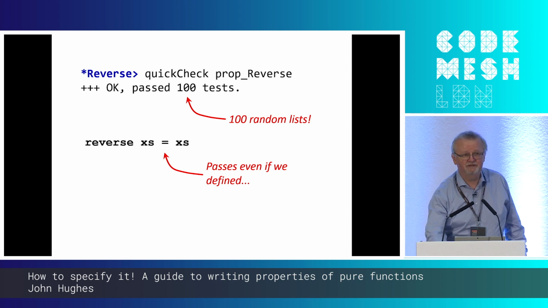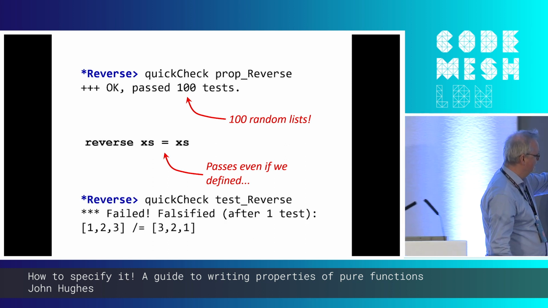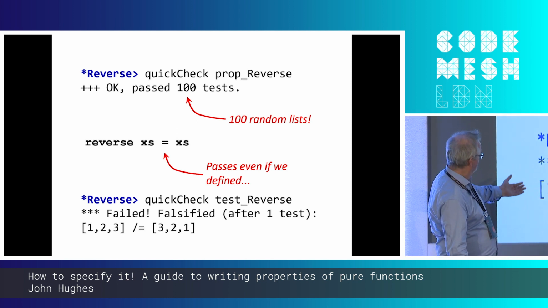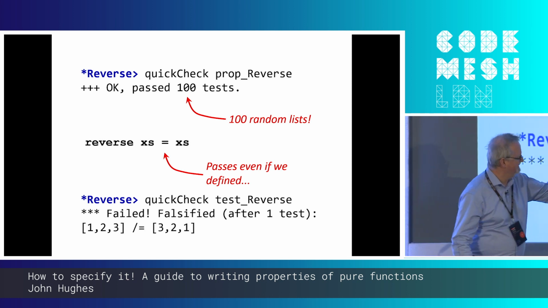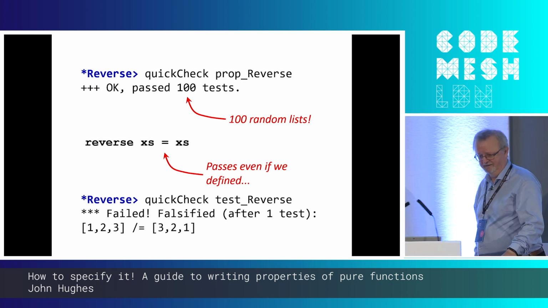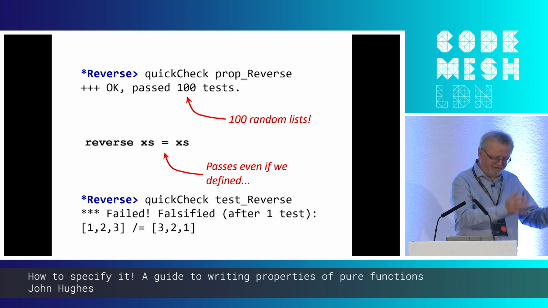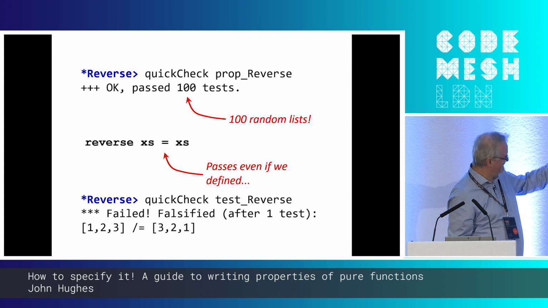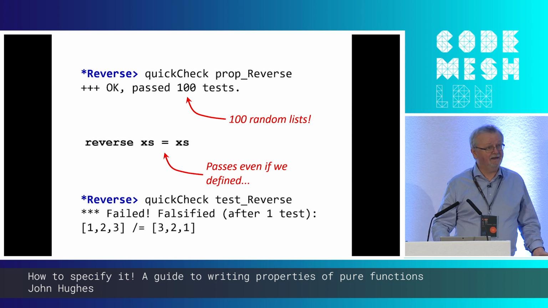But if I run the original unit test, of course it catches it. Here I'm just using QuickCheck to run the original test, and it's going to complain that 1, 2, 3, that's the original list, is not equal to 3, 2, 1, the result of reversing it. So apparently, the original unit test that I criticized for only testing one case can catch this error, and my property that tests thousands of cases cannot.